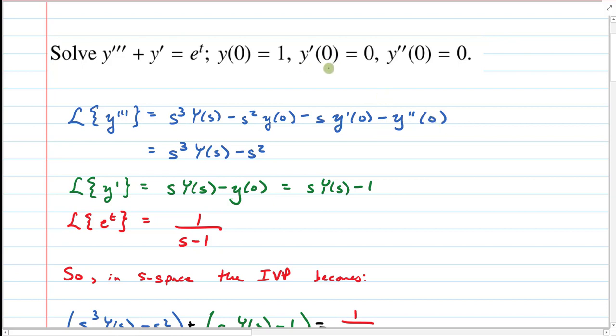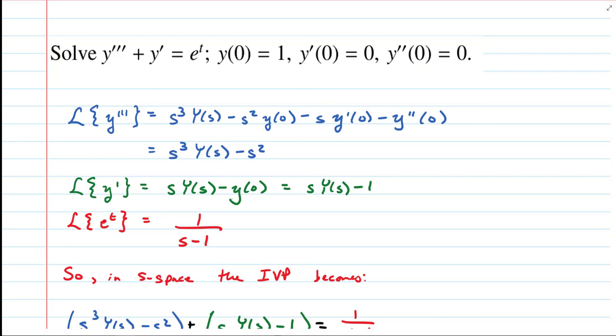You can see because y prime of 0 is 0 and y double prime of 0 is 0, these two terms will just die off here. So I'm just left with these two terms, and we know that y(0) is 1, and so that's how this simplifies. We do the same thing, very similar, with y prime. It's a little bit easier, and we get sY(s) minus y(0), and that's how that simplifies.